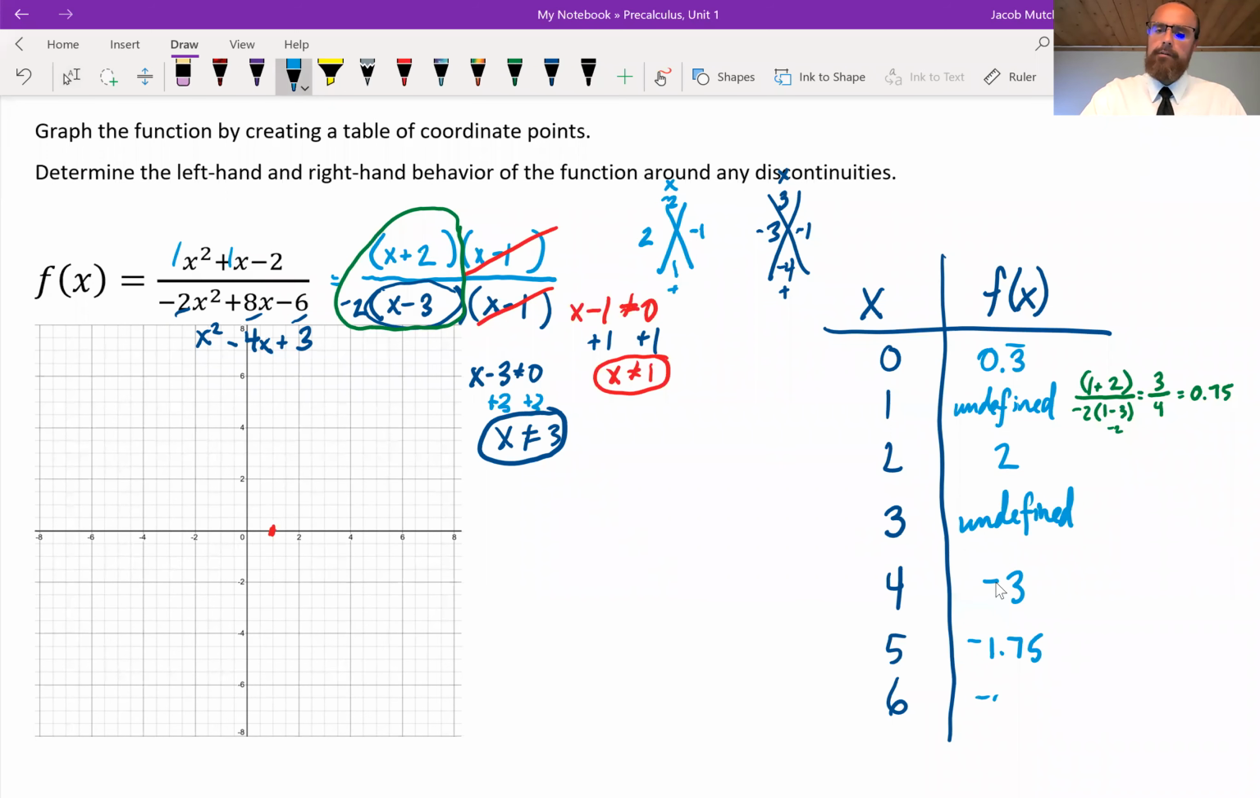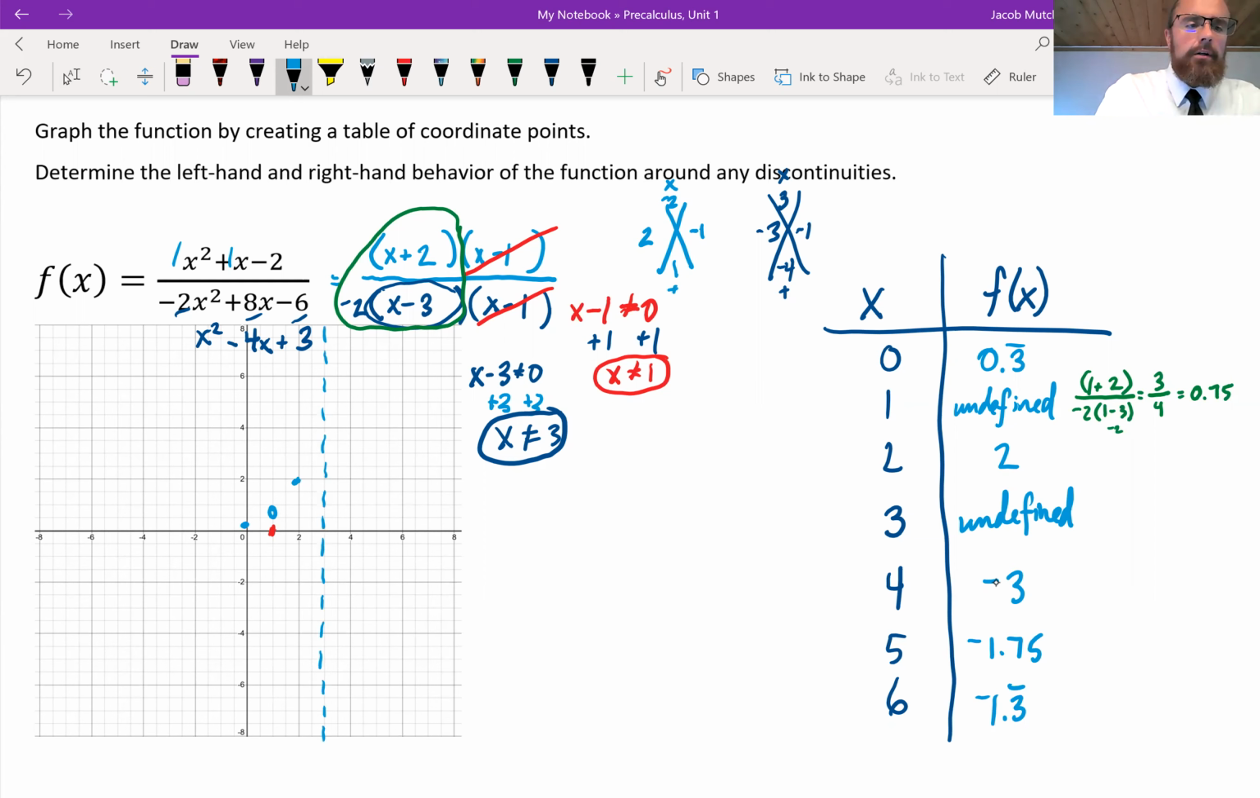And let's graph it. So at 0, we're at just a third. At 1, we know that it's not there. So I'm going to put an open circle at 0.75. 2 is 2. And then 3 is the vertical asymptote. And remember how we found that? That was setting the denominator equal to 0, what didn't cancel, that x minus 3, and solving.